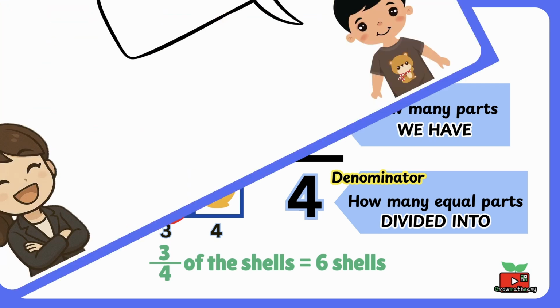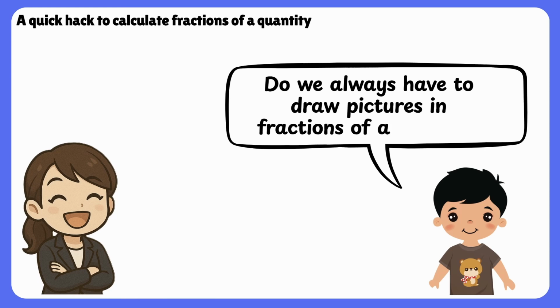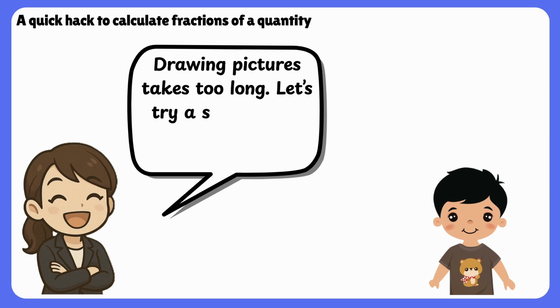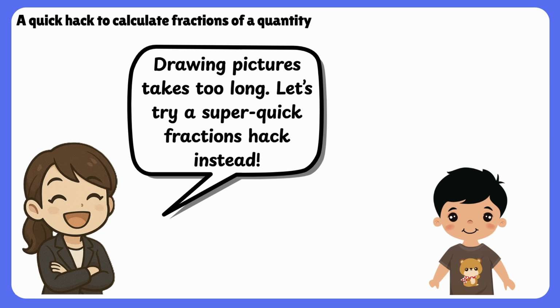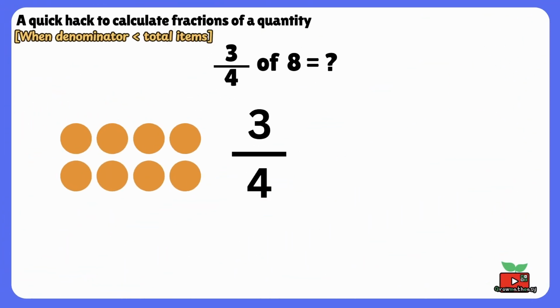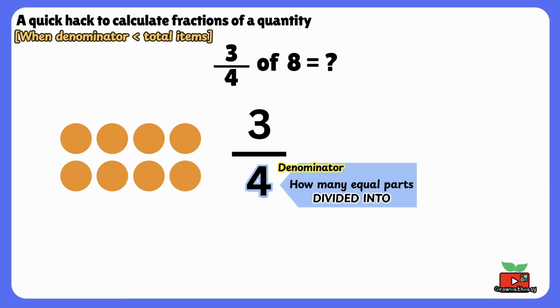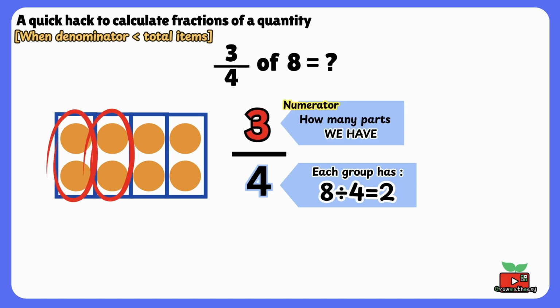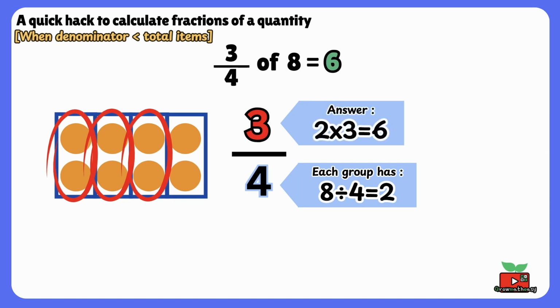Do we always have to draw pictures of fractions of a quantity? Drawing pictures takes too long. So let's try a super quick fraction hack instead. Here's the hack for calculating 3/4 of 8. The bottom number, 4, means the total number 8 is divided into 4 equal parts. So each group has 8 divided by 4 equals 2 items. The top number, 3, means we take 3 of those groups. 2 times 3 equals 6. Therefore, 3/4 of 8 is 6.